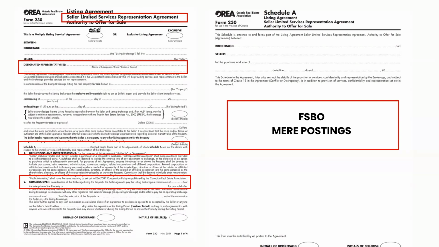Section 2 there: in consideration of the brokerage listing the property, the seller agrees to pay a listing brokerage commission of X percentage. This will, of course, be under a limited service for sale by owner. There is a section to define what those commissions are.